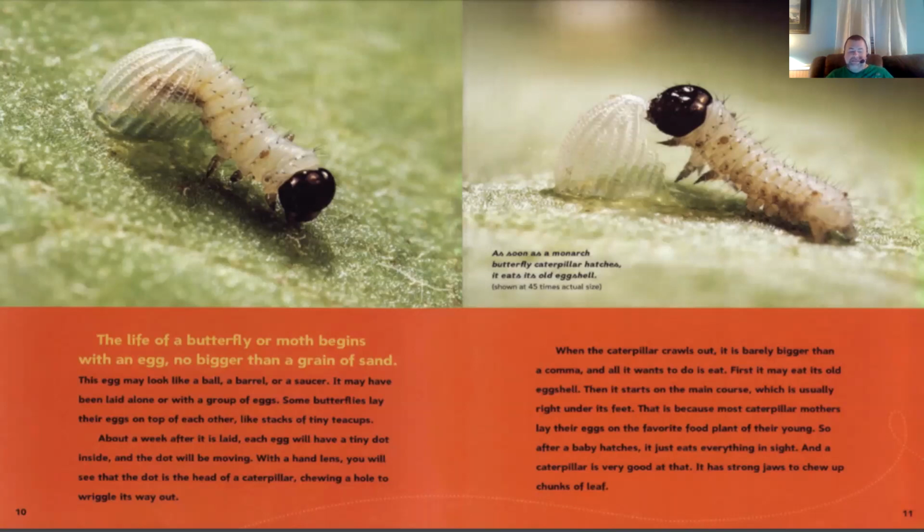So, sometimes authors use clue words to show connections. We want to go back in our text and look for clue words that tell us about the events that are described. The words begins and after tell me that something happens at the start and something else happens later. So I think these events are connected by time order. To check, I'll use time order words. First, an egg is laid. Next, a tiny dot moves inside the egg. Now that makes sense to me.